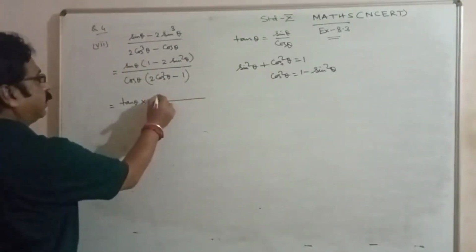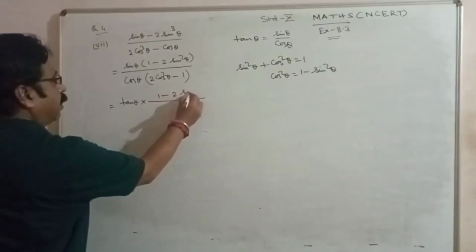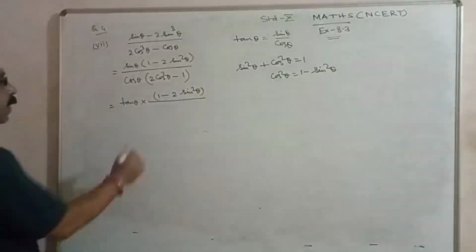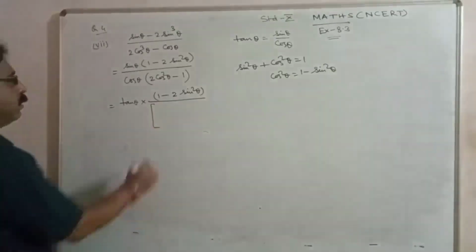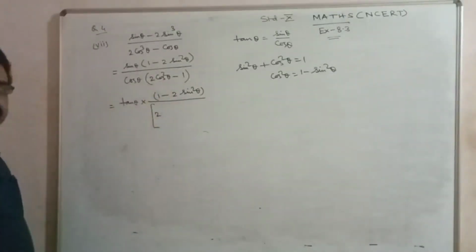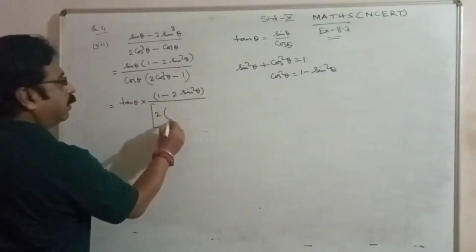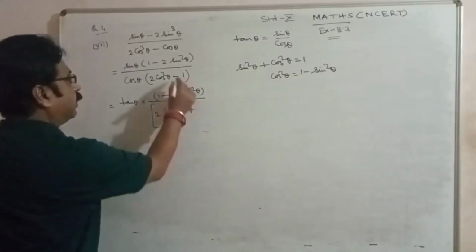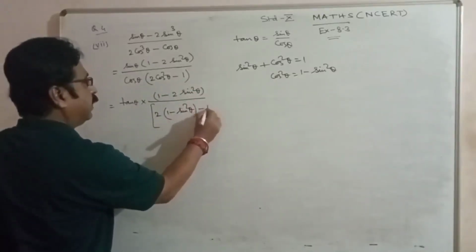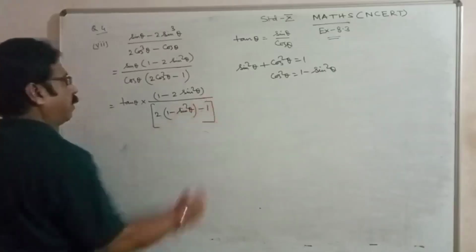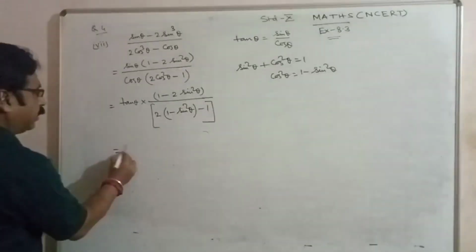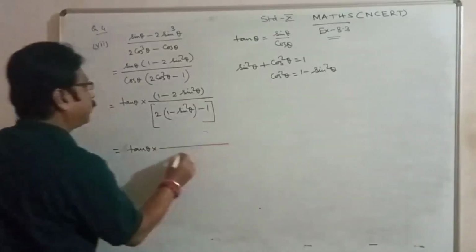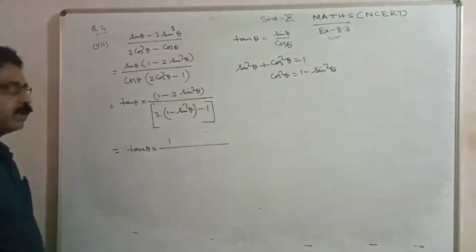It will be 1 minus 2 sin square theta. Now here take this kind of brackets. 2 in place of cos square theta, write 1 minus sin square theta. This minus 1 right here. Then it will be tan theta into 1 minus 2 sin square theta.